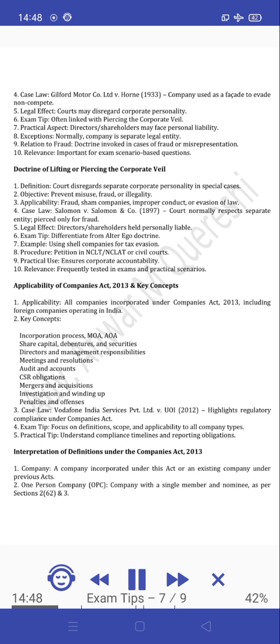4. Case law. Salomon vs. Salomon and Company, 1897. Court normally respects the separate entity. Pierced only for fraud. 5. Legal effect. Directors and shareholders held personally liable. 6. Exam tip. Differentiate from the alter ego doctrine.